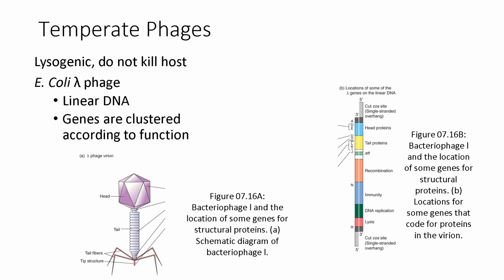Temperate phages, like lambda phage, do not immediately destroy their host. Instead, they integrate their DNA into the host genome and replicate silently as prophages. In the lambda phage, genes are arranged in functional clusters. This integration allows the phage to persist within the host and switch to the lytic cycle when conditions favor it.